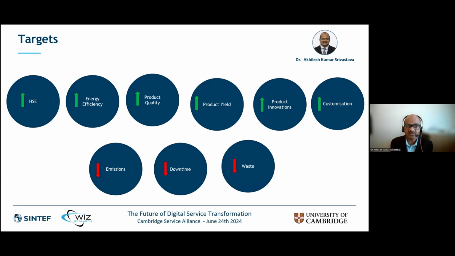So the targets, the KPIs, key performance indicators we want to achieve, are better health and safety. Our process should be more energy efficient. Production quality should be better. Production yield should be better. We are going to innovate lots of products, and customization is also quite easy when we use digitalization in our processes. At the same time, we want to make sure that harmful emissions are reduced. Downtimes in process industries are also reduced, and we are not creating waste in our processes.